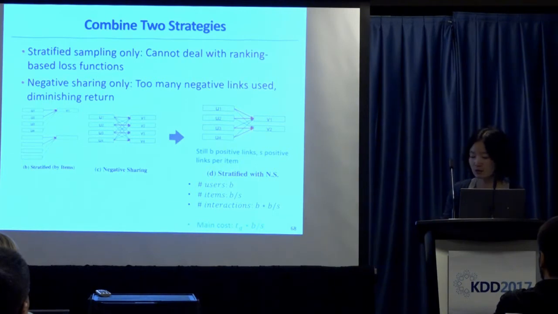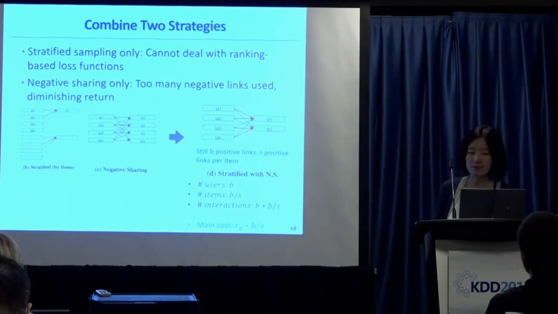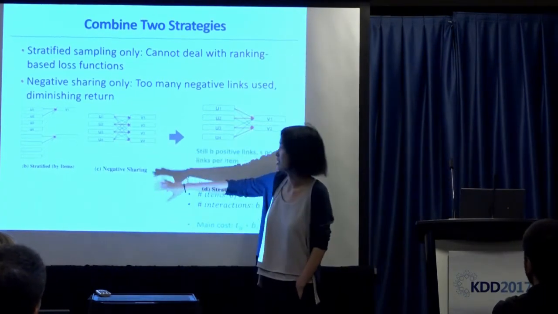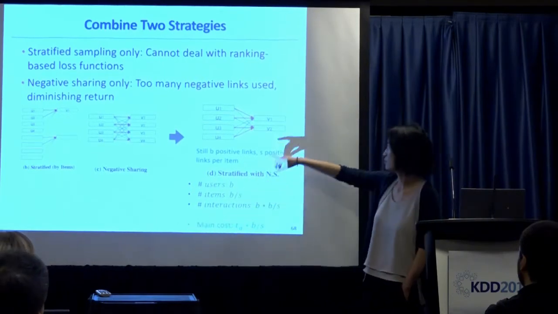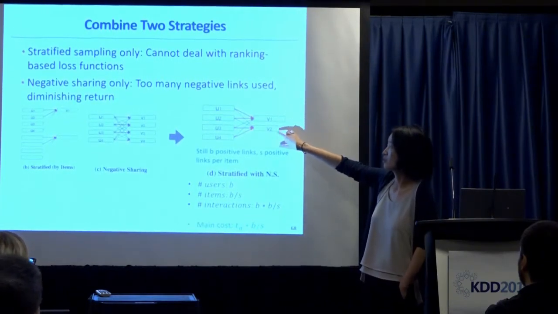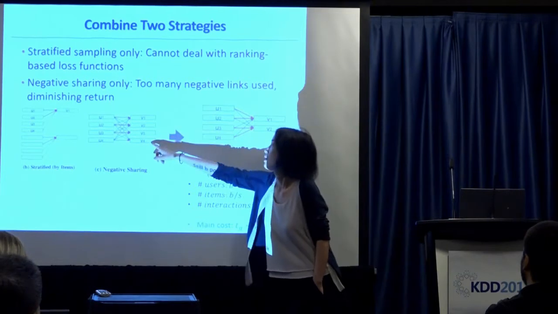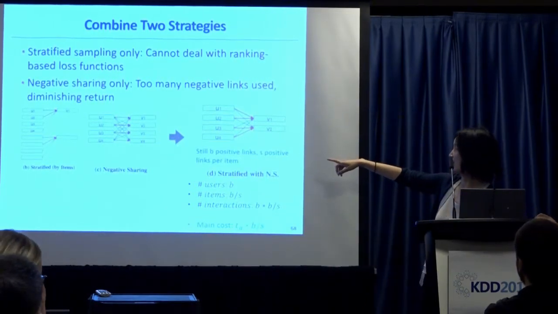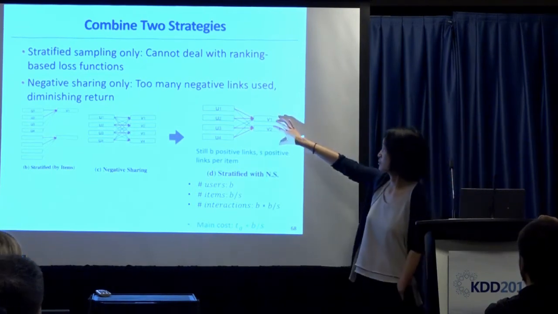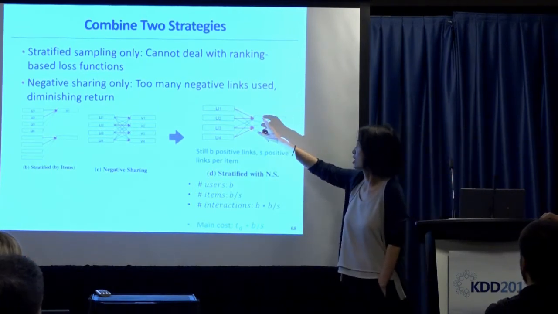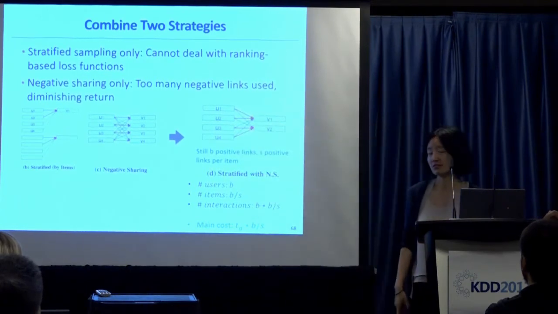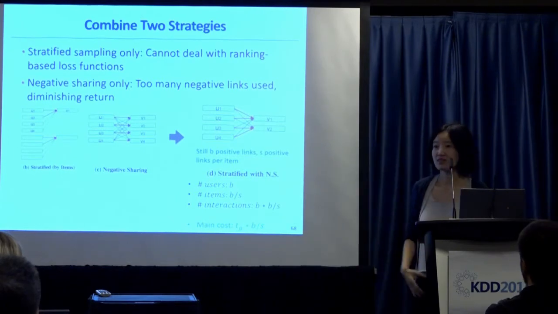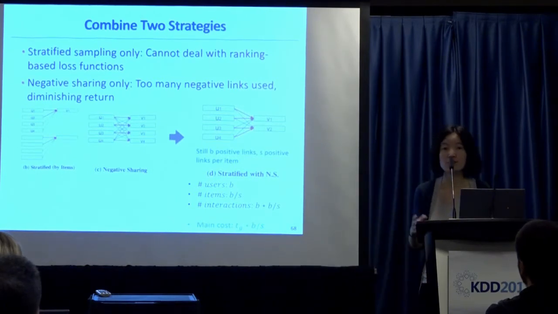Okay, so then what we can do is also combine this group by items and this negative sharing. In other words, we don't have to utilize that many items. Instead, we can first group by items, and for each item, we have S positive samples, and for the remaining ones, we treat them as negative ones. So this time, we have an even smaller number of items.